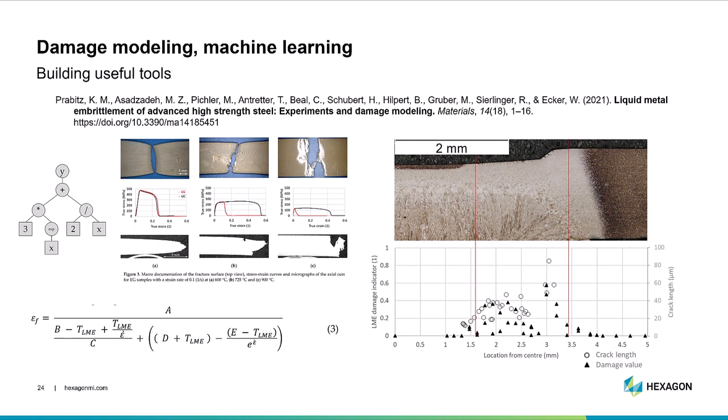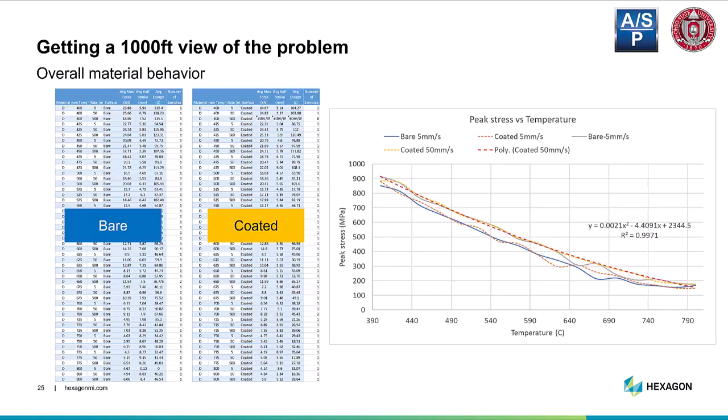There's also research around using the extensive Gleeble data available for a certain class of material, in this case a high manganese alloy, to train machine learning models that can predict, or try to predict, when the LME condition is going to happen. So the tensile test data is going to give us a 1,000 feet view of the problem. It's not going to tell us exactly what's happening at the microstructure level. It's going to tell us the big picture, what it looks like once you try to pull the sample.